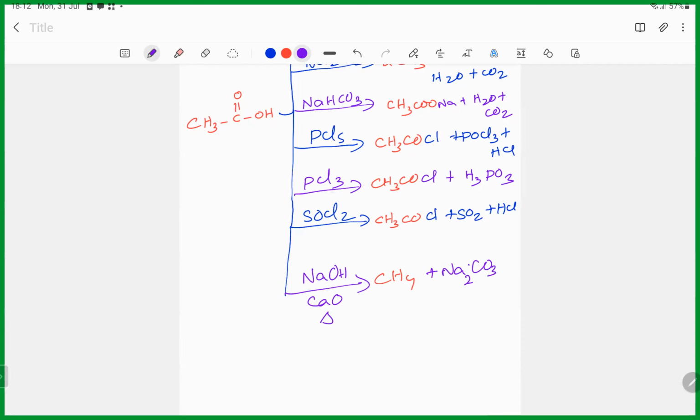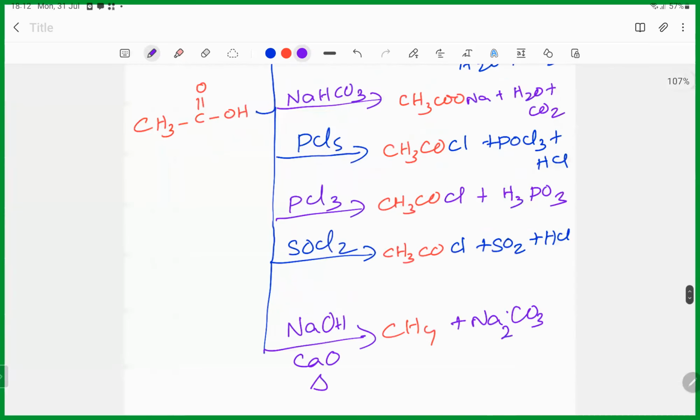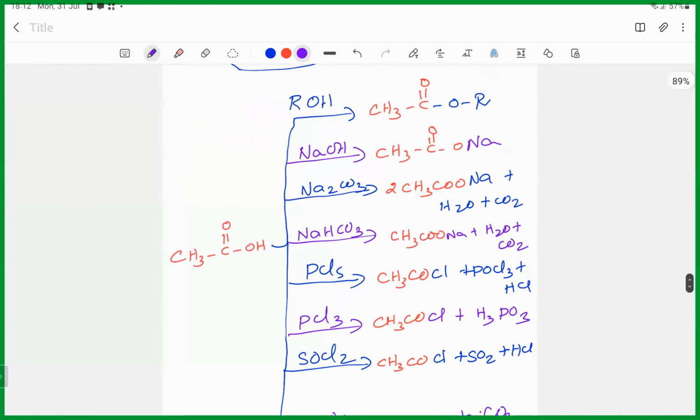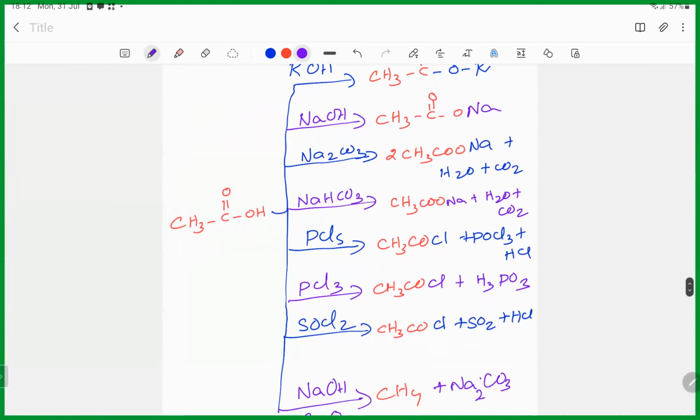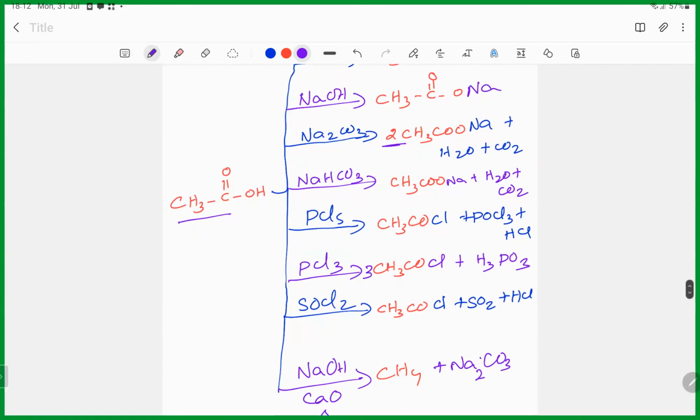That's all, these are the combined reactions. First is esterification, second is the reaction with base sodium hydroxide, third and fourth are the reactions with sodium carbonate and sodium bicarbonate, fifth is PCl5. Here the number of moles changes depending on the case. If this is 2, this is 2; with PCl3 it becomes 3. You write accordingly. That is the entire set of reactions.